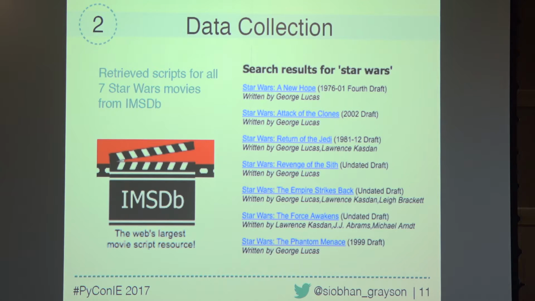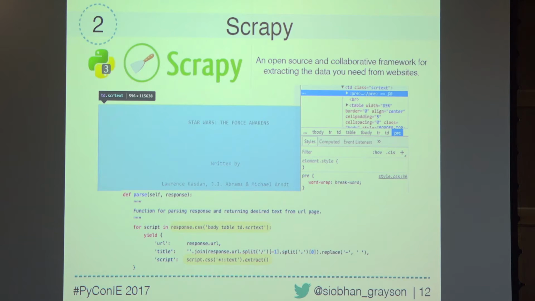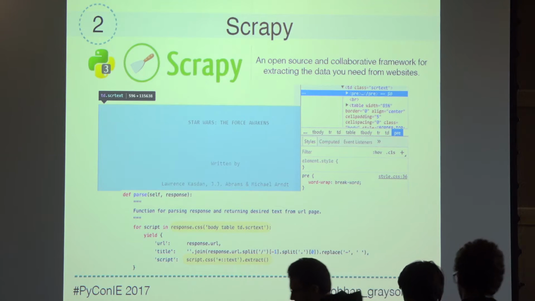So in this case, the data that I used is from IMSDB, and I took the 7 scripts that were available there for Star Wars. How did I do this? I used Scrapy. I really like Scrapy. I think it's quite easy to use, and the documentation is really clear, very simple. Maybe it's a little bit over the top for just getting 6 or 7 scripts, but I really like it.